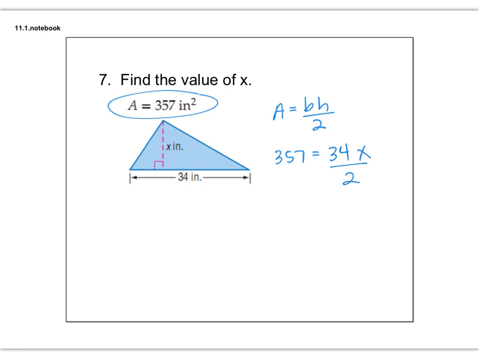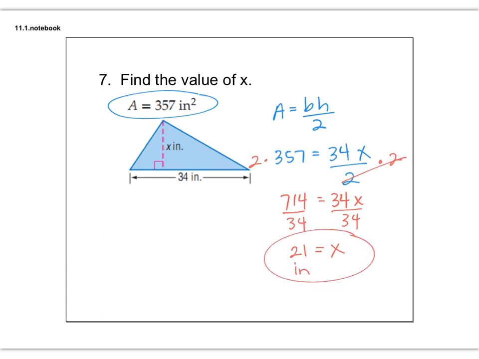Now, there's a couple ways you could do this. You could change 34 divided by 2 into 17. Or I think a lot of you are used to doing this, where you just cancel out the 2's. That's fine also. Really doesn't matter to me which way you do it. If you do it this way, 357 times 2, I think is 714. And then you would have to divide by 34. And when you do that, you get 21 equals x, and it would be 21 inches. Cool. One left.